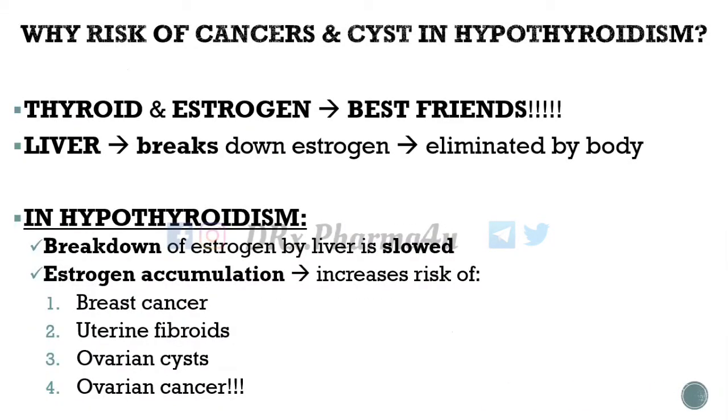Why the risk of cancers and cysts in hypothyroidism? Here we come to best friends. Thyroid and estrogen are best friends. So if a best friend is in trouble, thyroid will try to save it. The liver actually breaks down estrogen, which is then eliminated by the body. Now, the best friend of estrogen is thyroid. In hypothyroidism, the breakdown of estrogen by the liver is slowed. So estrogen accumulation can increase the risk of breast cancer, uterine fibroids, ovarian cysts, and ovarian cancer.